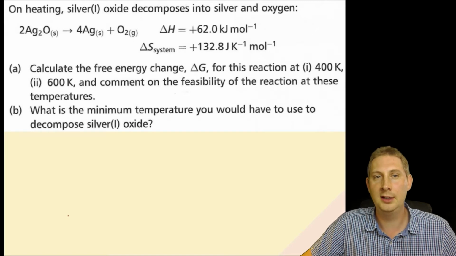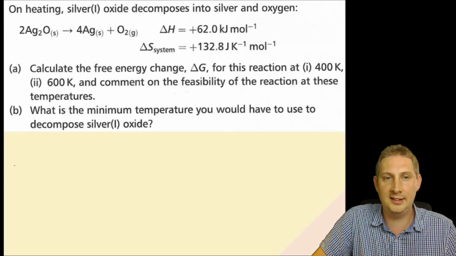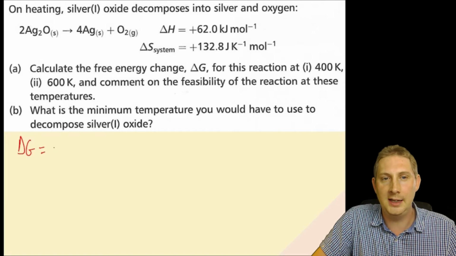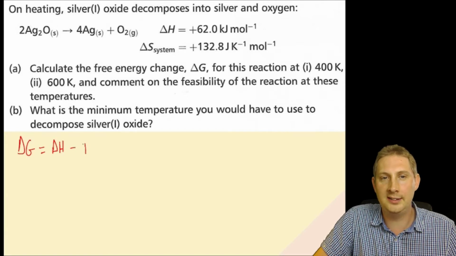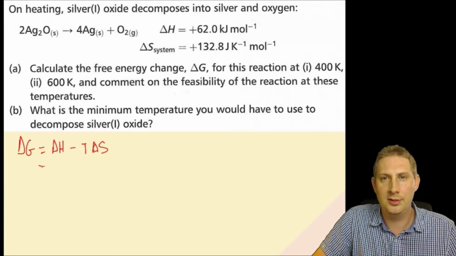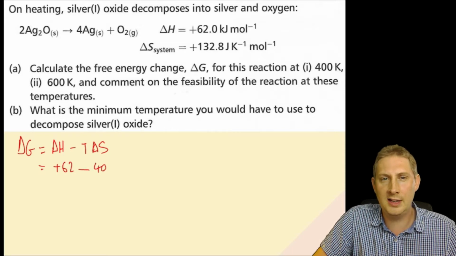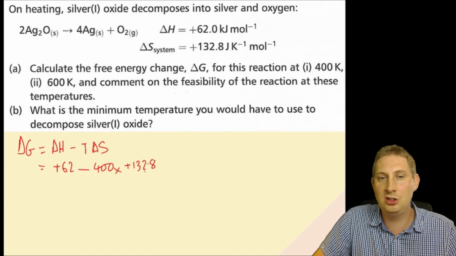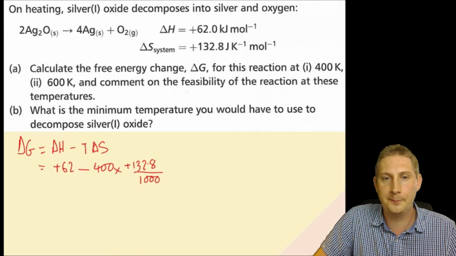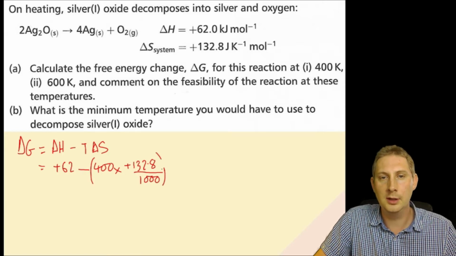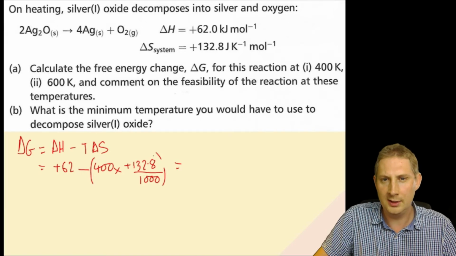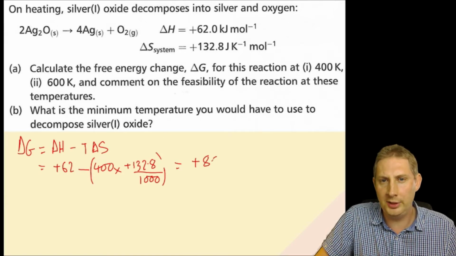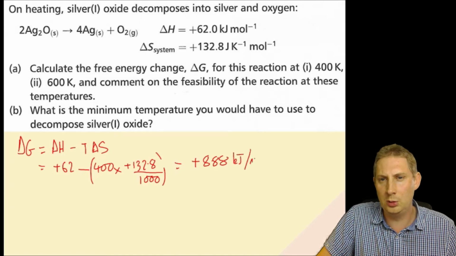And here is an example. Calculate the free energy change for the reaction at 400 K and 600 K. So delta G equals delta H minus T delta S. The enthalpy change is plus 62 kilojoules per mole. Let's do this at 400 Kelvin: 400 times plus 132.8, but that's in joules, we need to put it in kilojoules. So we do that and it equals plus 8.88 kilojoules per mole. In other words, that's not spontaneous.